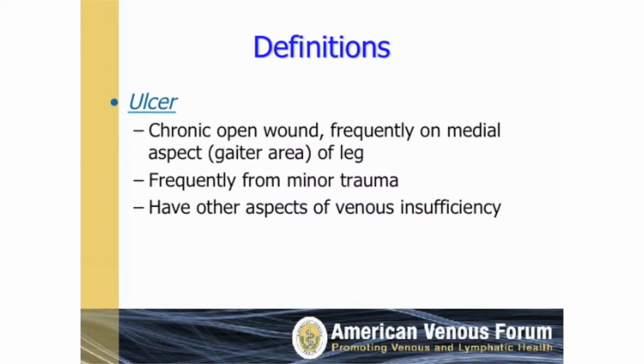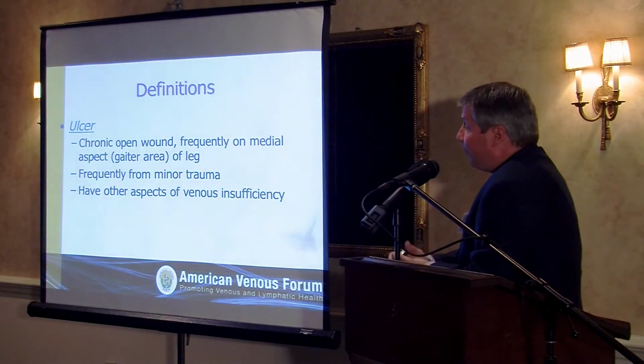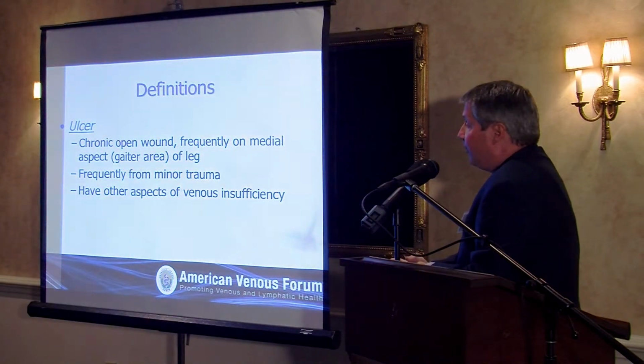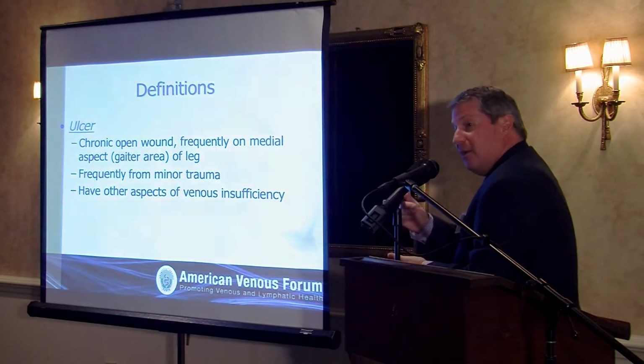Ulcers. Chronic open wounds are usually on the inner aspect of the leg. That's what delineates them as venous ulcers most of the time. They're on the inner aspect of the leg in the lower part. If it's a venous ulcer, they have the other signs of venous disease, pigmentation and lipodermatosclerosis.